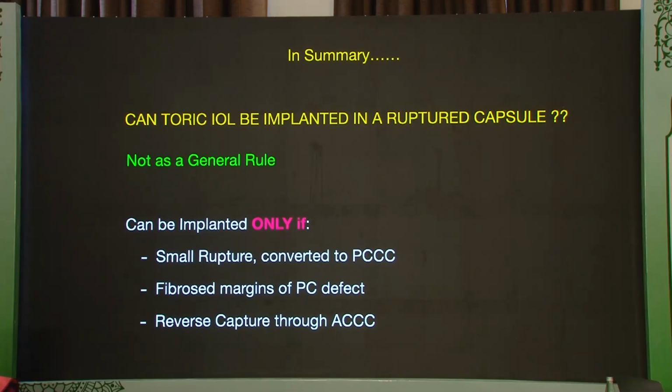It can only and only be implanted with sufficient experience. If you had a small central rupture and you could convert it to a posterior capsular excess, if you have a PC defect for whatever reason and the margins are pretty well fibrosed, or if you can put it in the bag and reverse capture that through the anterior capsular excess. Thank you.